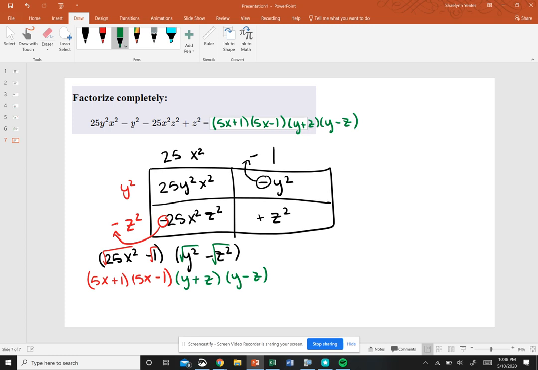And obviously, you could do box methods for both of those, or you can remember your shortcut. My favorite's the shortcut, because life is easier that way.